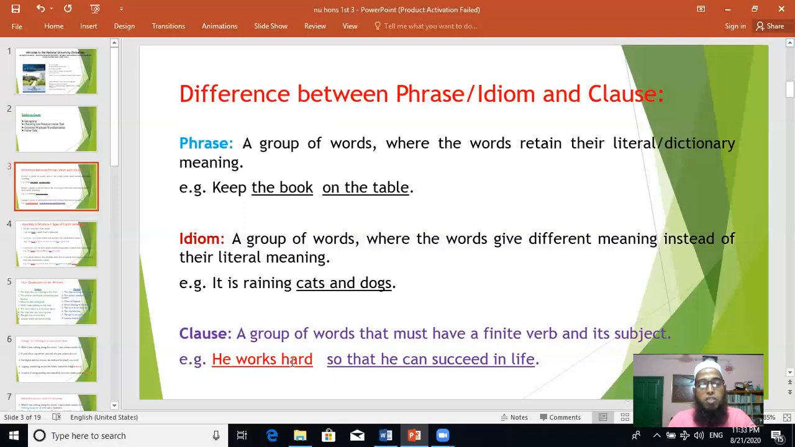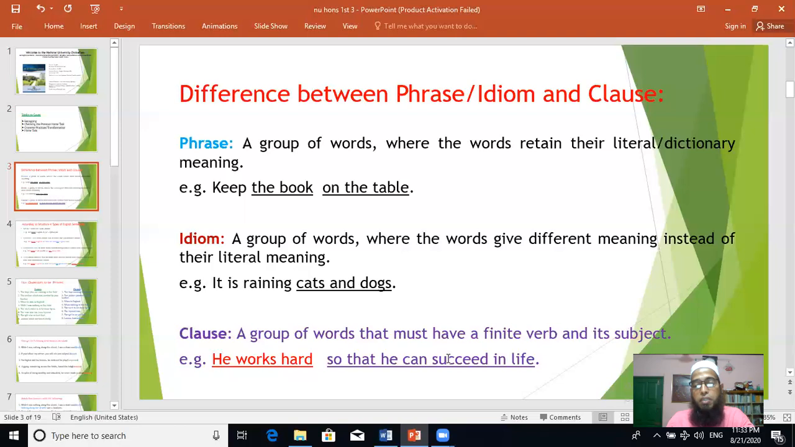For example, he works hard so that he can succeed in life. You see, how many verbs are here? He works hard, works is one verb. He can succeed in life, succeed is another verb. So two verbs are here. That means two clauses are here. Each verb is equal to one clause. He works hard, it's a complete sense. That's why it is the main clause. So that he can succeed in life is not a complete sense. That's why it is a subordinate clause.